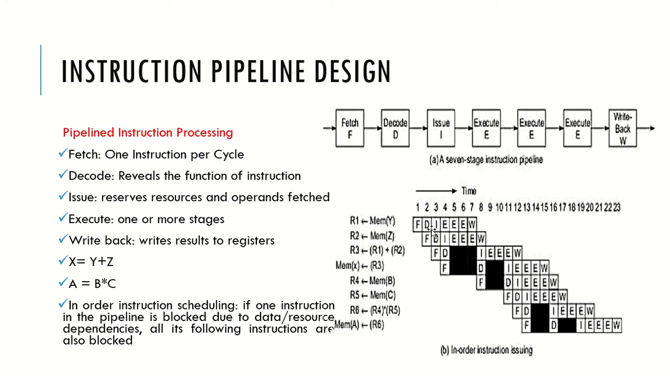Here you can see an example of in order instruction scheduling in the given pipeline. You have a program here. The first instruction loads the content of the memory addressed by the variable y to the register R1, and the second instruction loads the contents of the memory addressed by Z to the register R2. Then you find the sum of the contents of R1 and R2 and store it to R3. Then in the fourth instruction, you store the result of R3 to the memory addressed by X.